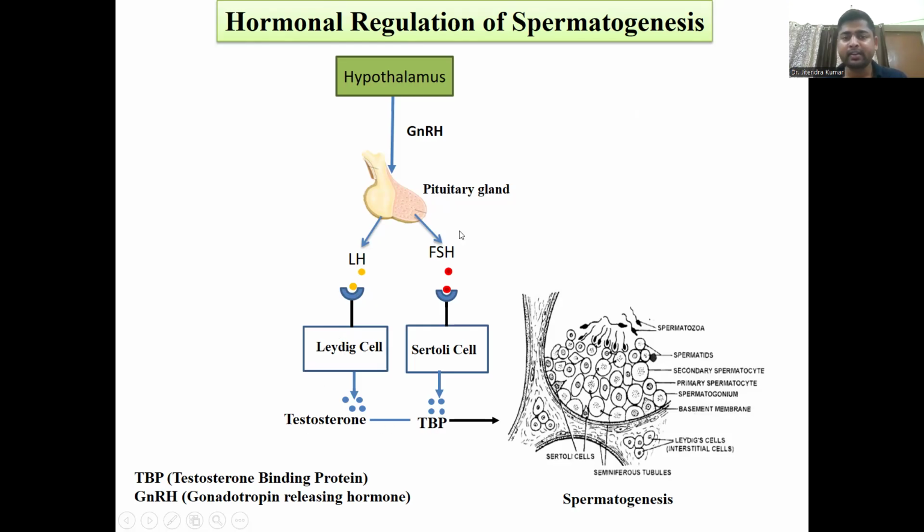On the other hand, FSH hormone binds to the FSH receptor on the Sertoli cells of the testis. Then it releases testosterone binding protein, TBP. TBP is a carrier protein of testosterone. So both testosterone and TBP enter the testis, and the germ cells have receptors for testosterone, and therefore it maintains the process of spermatogenesis throughout life.